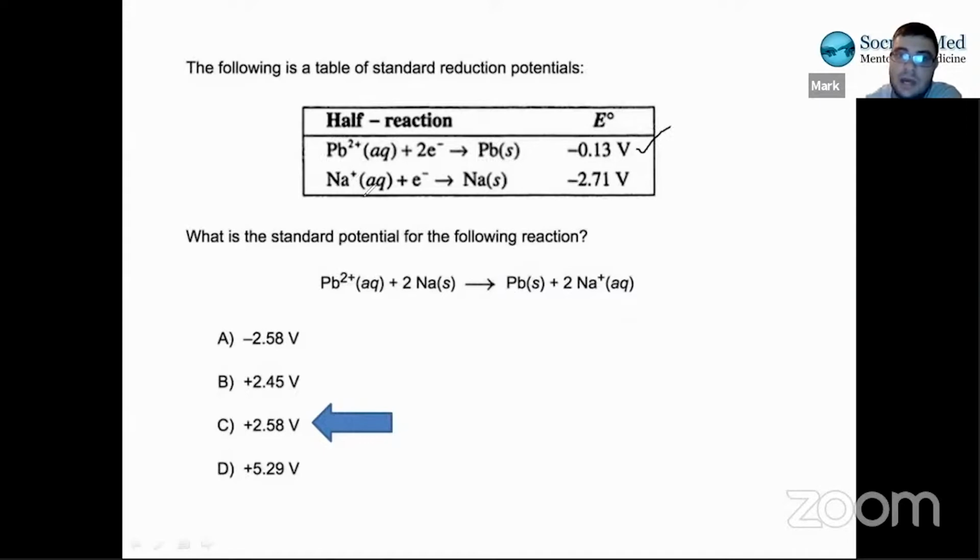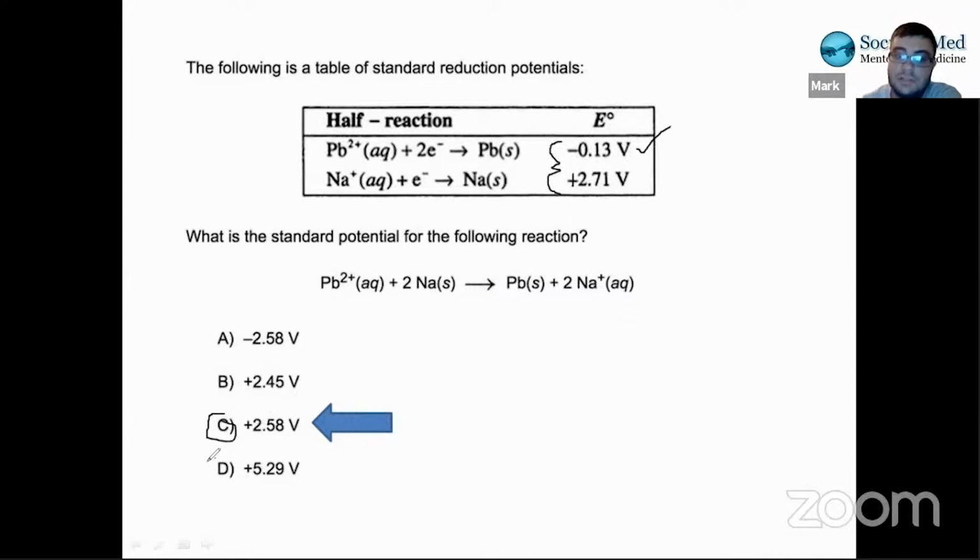This one is being reduced in the half reaction, but it's being oxidized in the real reaction. So all you simply have to do is negate it, and you just make it positive. Now, once you do that, all you have to do is add these two numbers together. When you add negative 0.13 and positive 2.71, you get C.